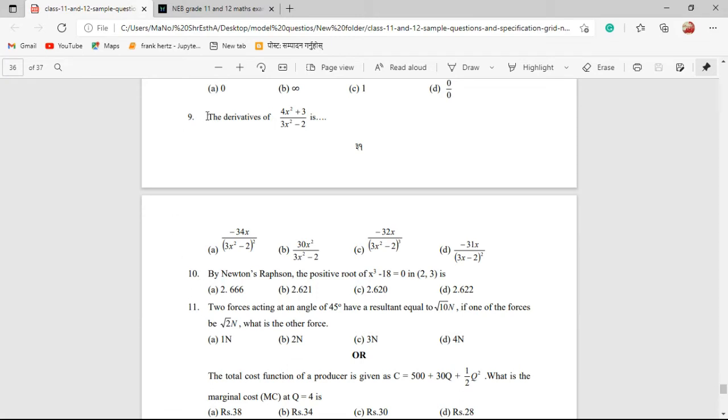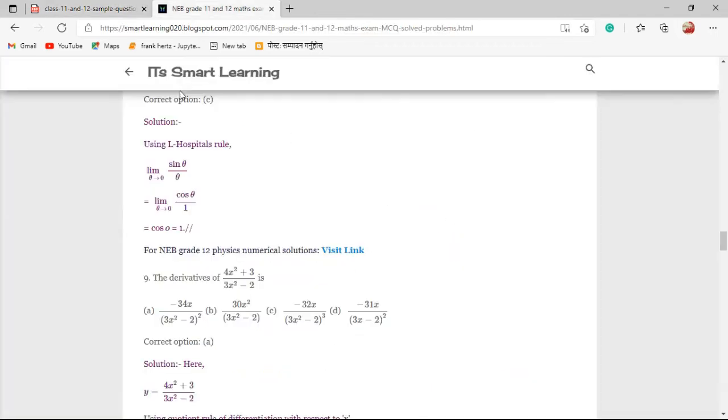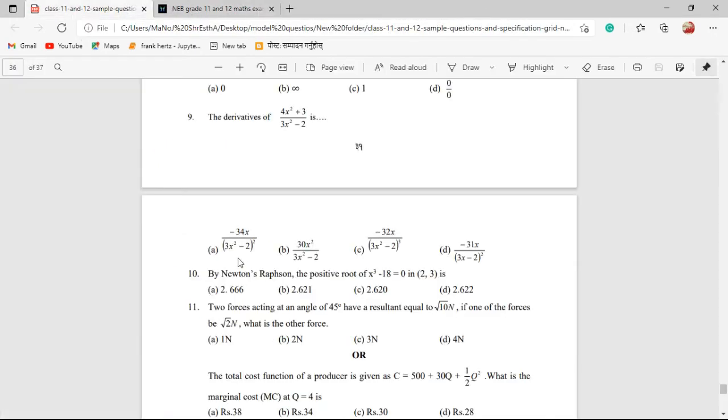Question number 9 says, find the derivative of this one. We have been given options. For finding the derivative of this question, we have to use the quotient rule of derivative.